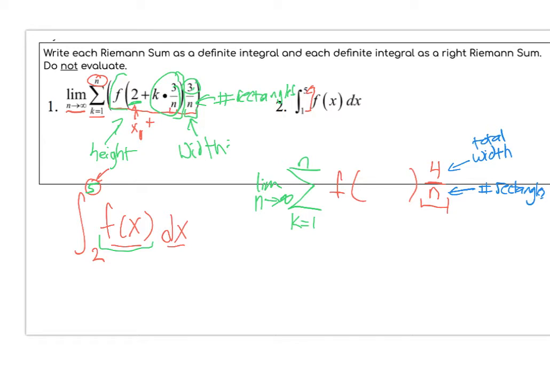I'm going to have a starting value, so f of 1. And to that, I'm going to add whatever the width of these rectangles is, so that's going to be 4 over n. And depending on how many pieces, again, we count each piece, or we number them according to k equals 1, k equals 2. So this is where our k comes in here.